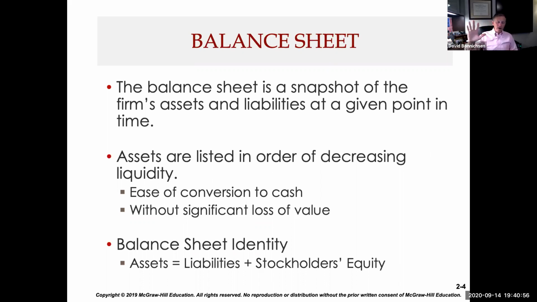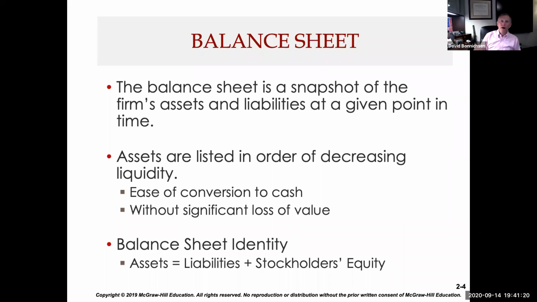On the right side, you have the assets. On the left side, you've got the liabilities and equity. And both sides have to balance. So the assets have to equal the liabilities plus equity. Assets equals liabilities plus equity. That's what we call the balance sheet identity.